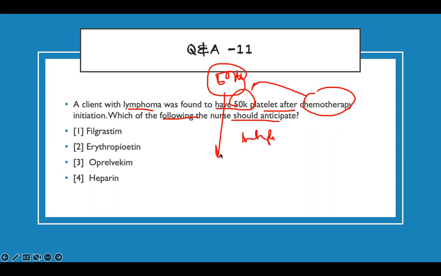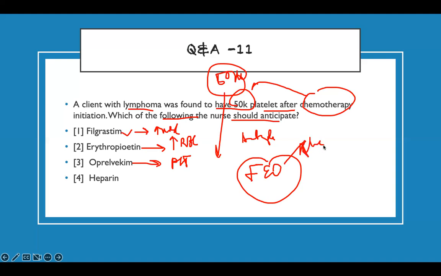There are only three medications you need to know for chemotherapy. Filgrastim will increase your white count, WBC. Erythropoietin will increase your RBC. And oprelvekin, which I've always called opra, will increase your platelets. The way to remember them is FEO, four for a patient on chemotherapy, with F being filgrastim, E erythropoietin, and O oprelvekin. So this will increase your platelets. This is your right answer. Why is heparin wrong? A side effect of heparin is decreased platelets. So that one is negative. These are the three medications. So four with chemotherapy.